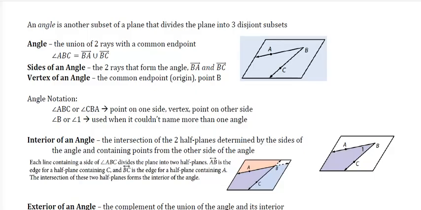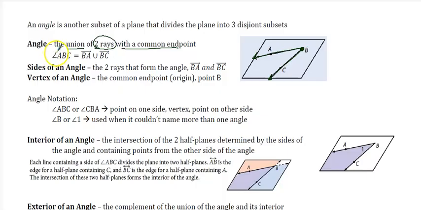Okay, so an angle is another subset of a plane that divides the plane into three disjoint subsets. So we've got this picture of a plane here, and we have an angle inside of it. So first of all, an angle is the union, see there's that vocabulary, of two rays with a common endpoint. So we have ray BC, we have ray BA, and their union together, we're putting them together at point B. So they have a common endpoint.